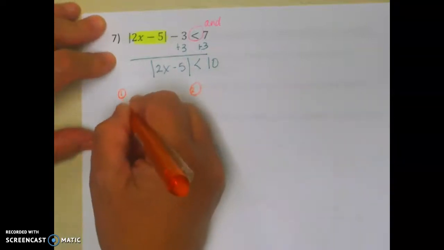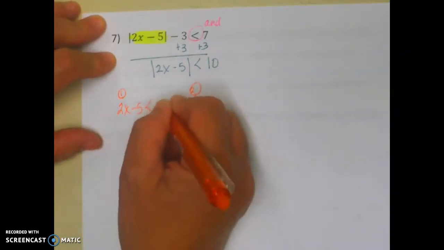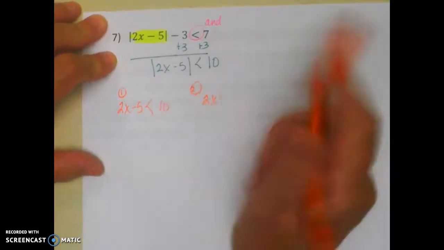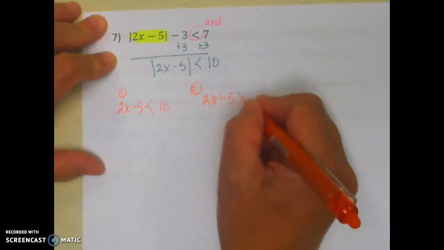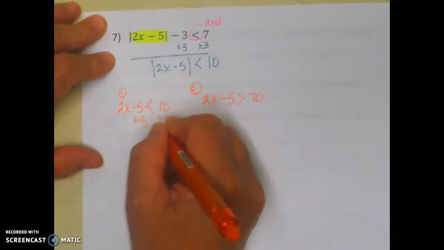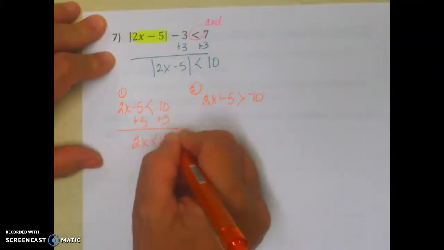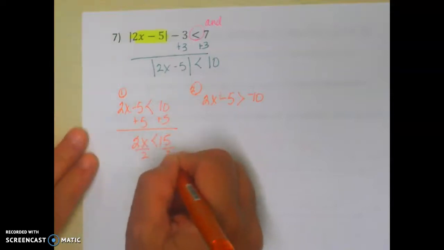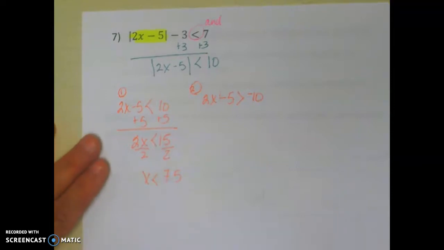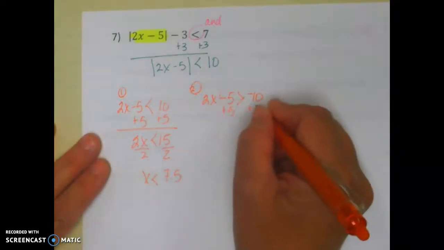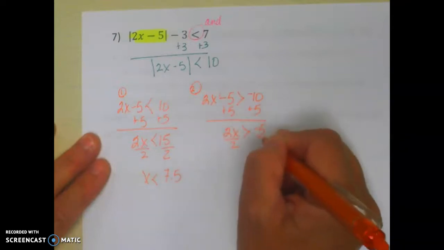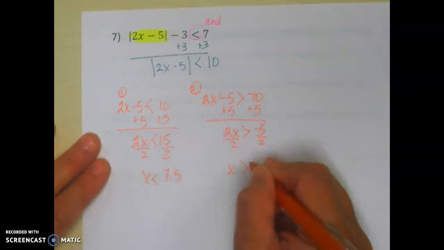I have 2x minus 5, your sign, and whatever's on the right-hand side. On this one, I use my absolute value. Then for the other, flip the sign, change the sign. Right here, add 5 to both sides. And I have 2x is less than 15. Divide by 2. And I have x is less than 7.5. Over here, I add 5 to both sides. I have 2x is greater than -5. Divide by 2. And x is greater than -2.5.